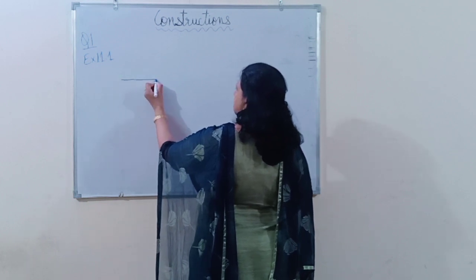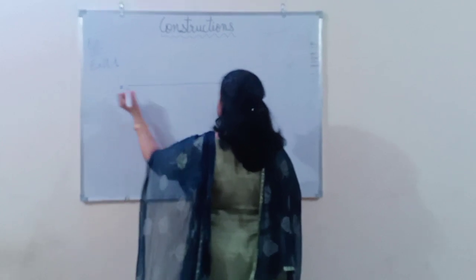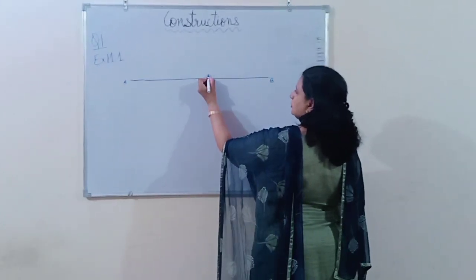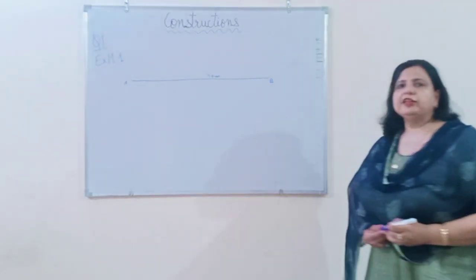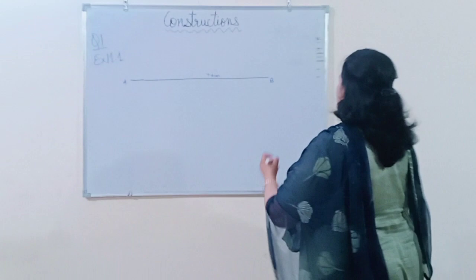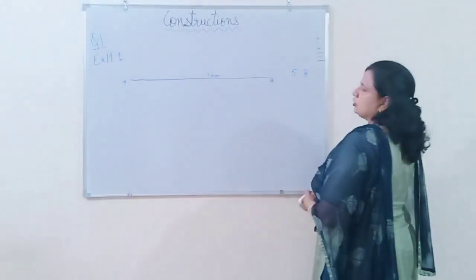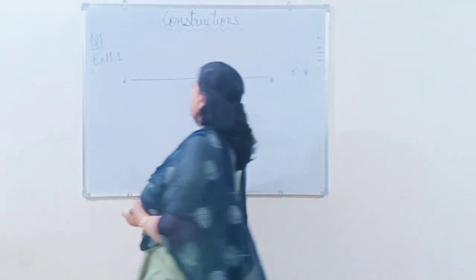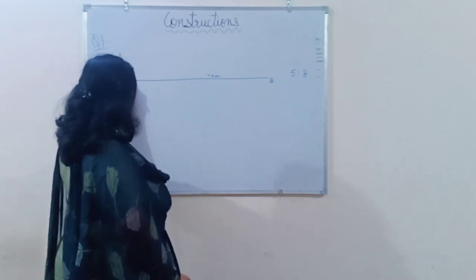Now here, let us draw a line segment AB of length 7.6 centimeter. Now we have to divide this AB in the ratio 5:8. So let us first draw any acute angle BAX. Let us draw a ray AX such that BAX is an acute angle.